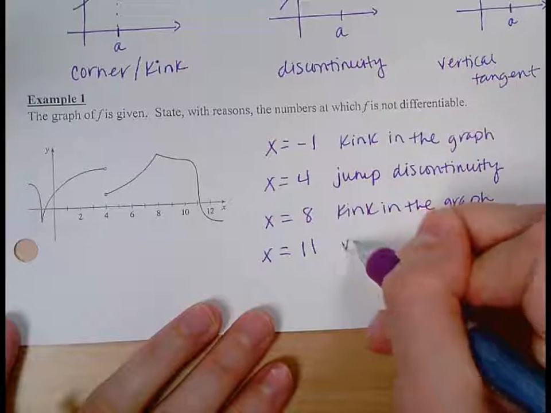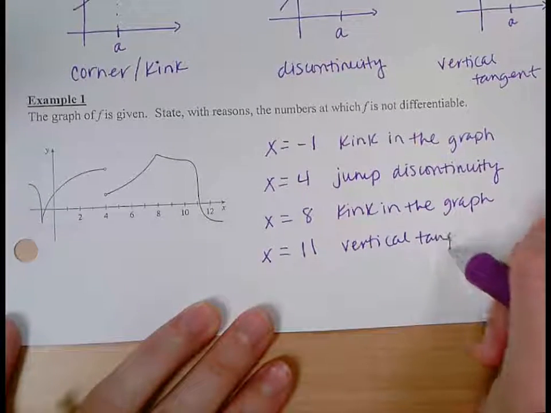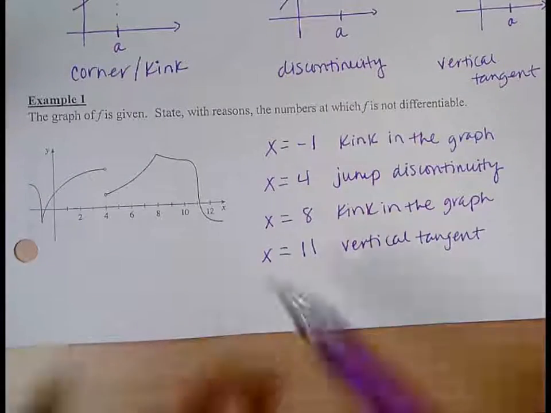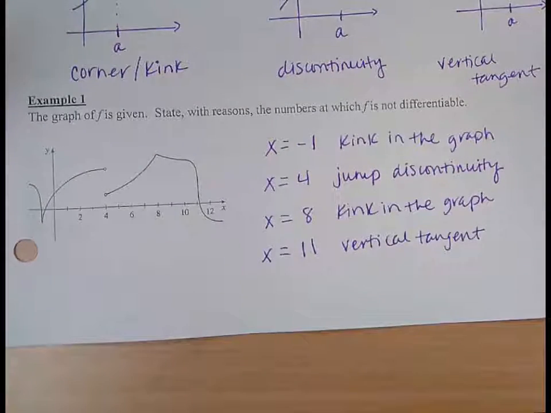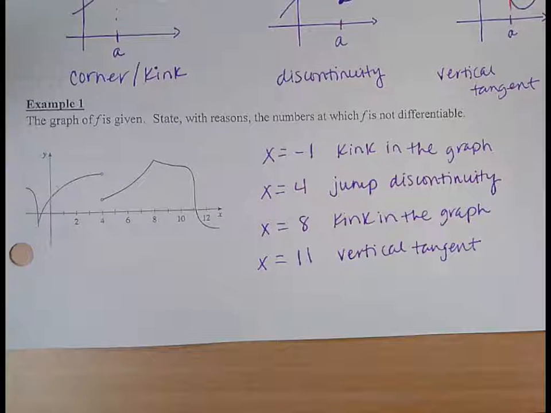So it's not differentiable at the x value 11 because of the vertical tangent line. But there's no vertical asymptote on the graph of f, so that would not be a valid reason for it not being differentiable. Questions right now?